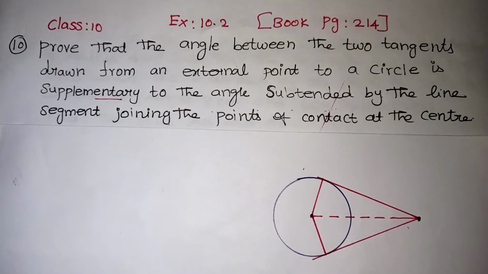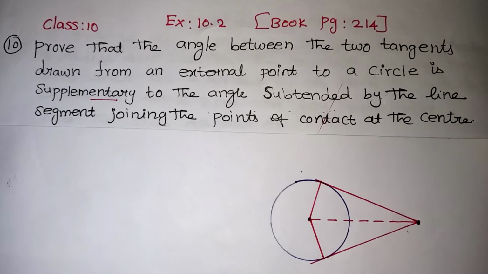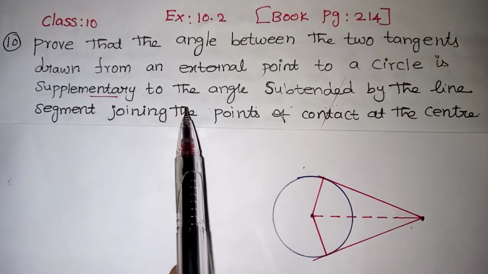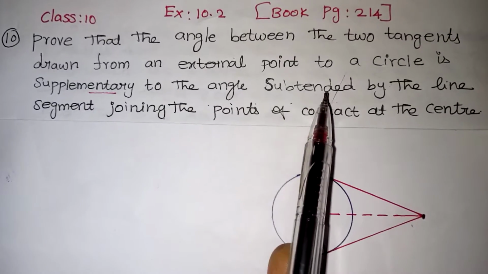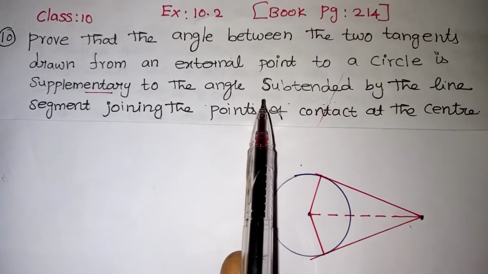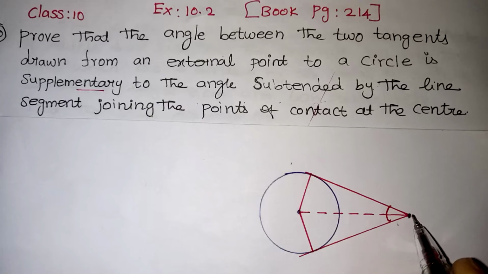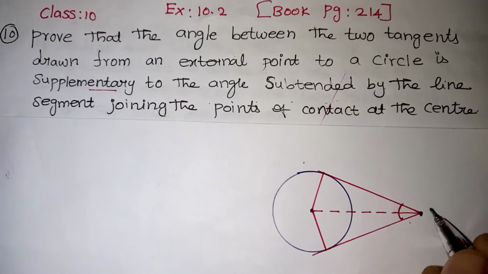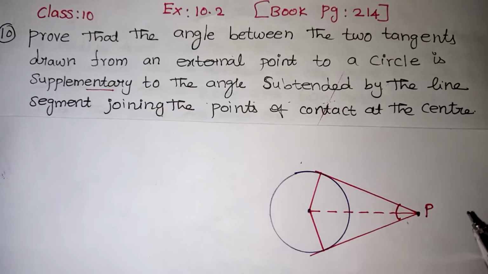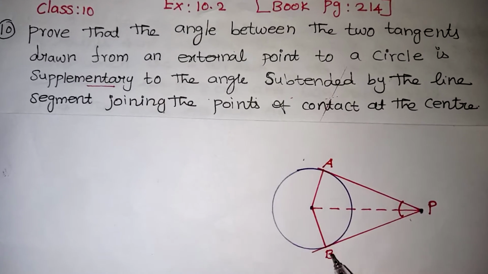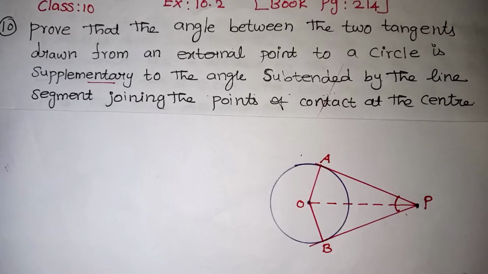Hi students, in this video we are going to learn question number 10 from exercise number 10.2. Our question is, prove that the angle between two tangents drawn from an external point, that is the angle between two tangents from this external point. This is my external point. Suppose the external point we are taking as P, PA is one tangent and PB is another tangent. The center of the circle, let us consider it is O.